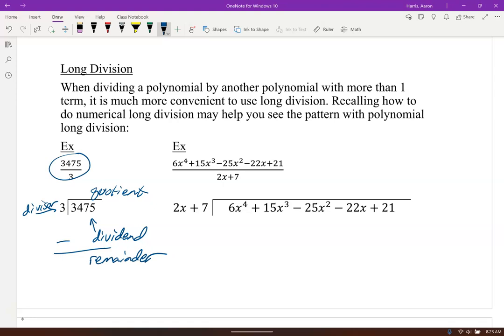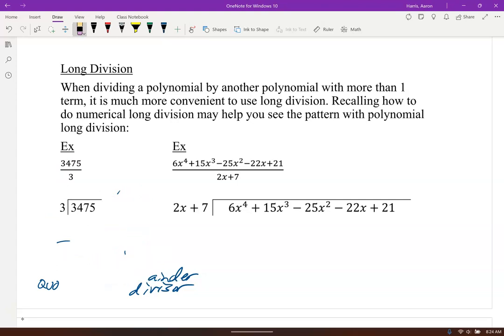And so we'll write our answer as quotient plus remainder over divisor, if you remember that. Okay, let's actually do it with the numbers. Just want to show you a little vocabulary there.